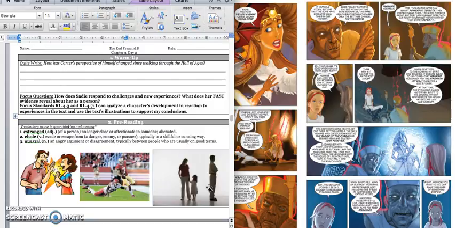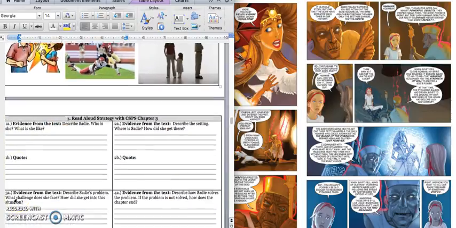Our vocabulary words are estranged, and that's when you are separated from your family or you and someone else are no longer friends. You are estranged. This father is estranged from his family. They are separated. The second word is elude, and that's when you escape a situation in a skillful or sneaky way. And so this football player is eluding the tackle because he is so fast. And the last one is quarrel, and that's an argument between two people.